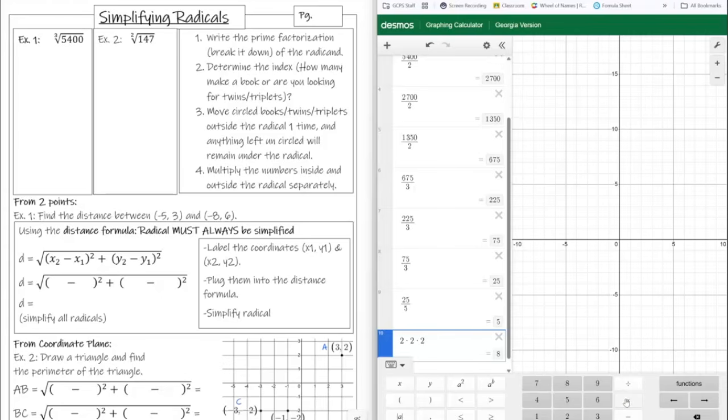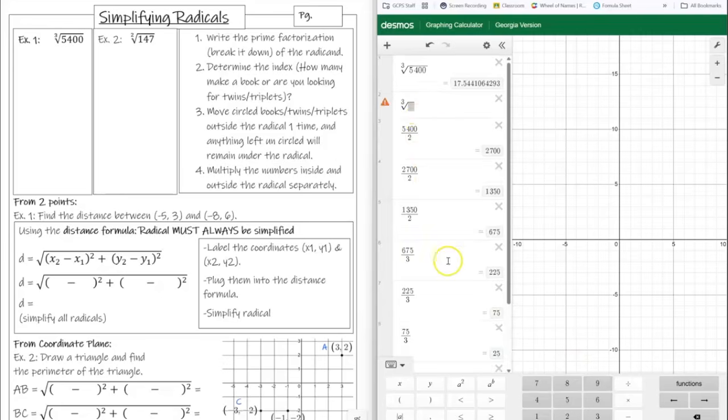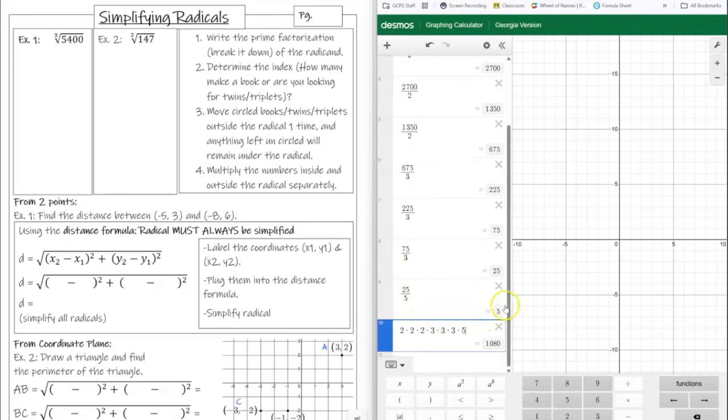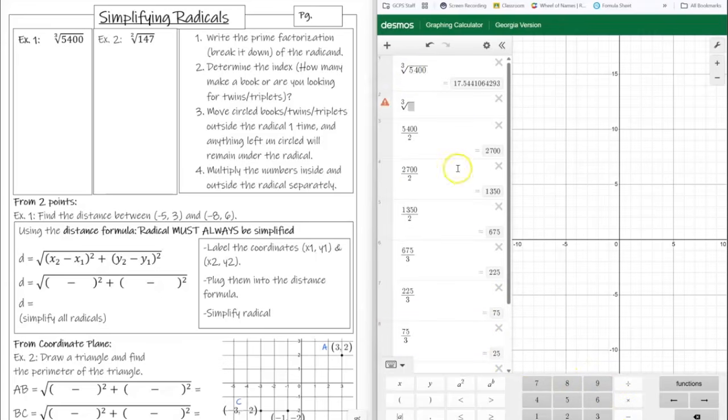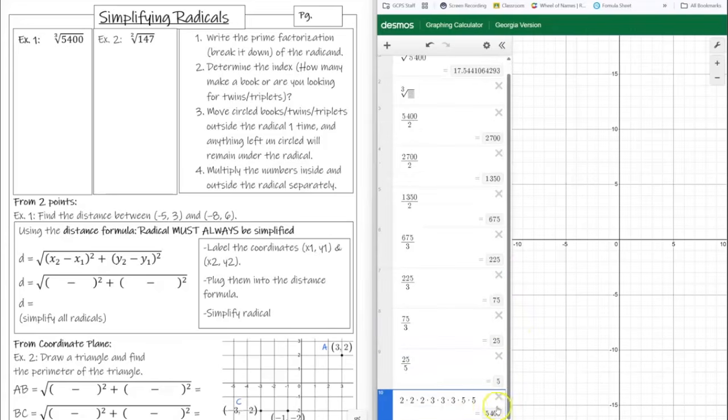2s, 3 2s, 3 3s, and a 5. And then you see it's not the same as that 5400. Why? Because even though I got all my factors, I have a leftover piece that I should not forget. Now this is going to take care of that mistake. As long as I get the question back, which is 5400, then I know I'm good.